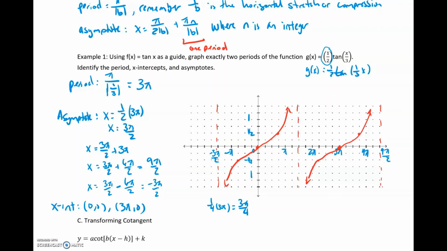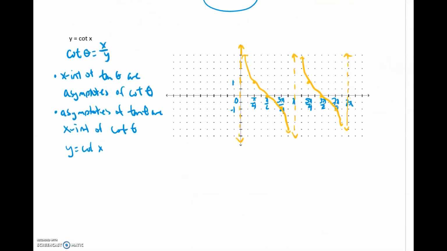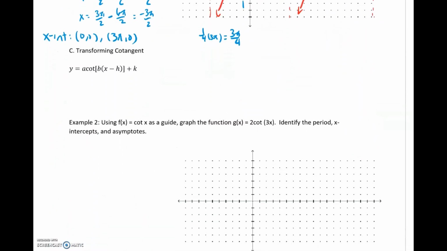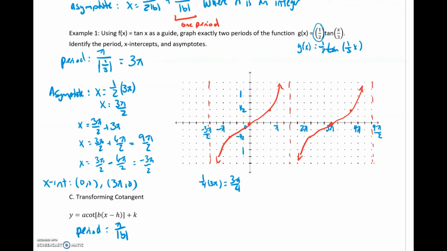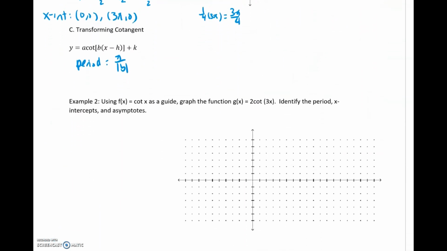So if you would like, you can totally graph tangent and then shift your x-intercepts and asymptotes. Or you can think about how if we look back at cotangent, our asymptote goes from 0 to pi rather than negative pi over 2 to pi over 2. So we're just looking at a different kind of start point. So with cotangent, our period is going to be pi divided by the absolute value of b. Right? So same as tangent, because our period is still the value of pi. What changes is where the asymptotes are.